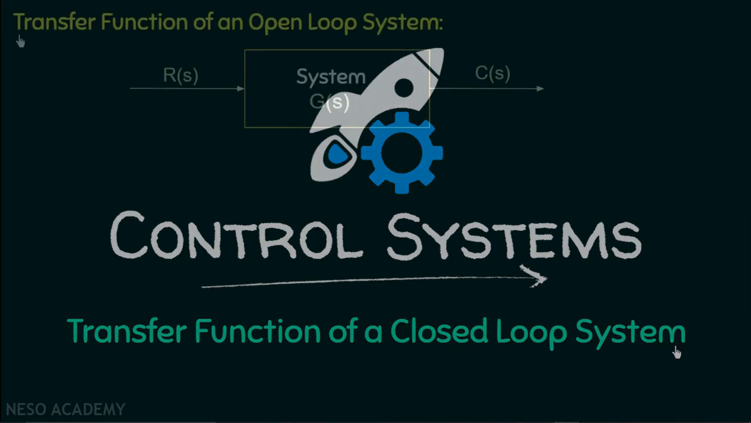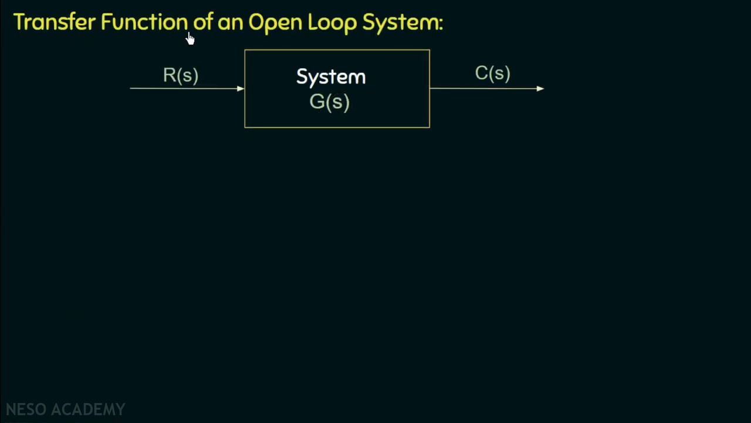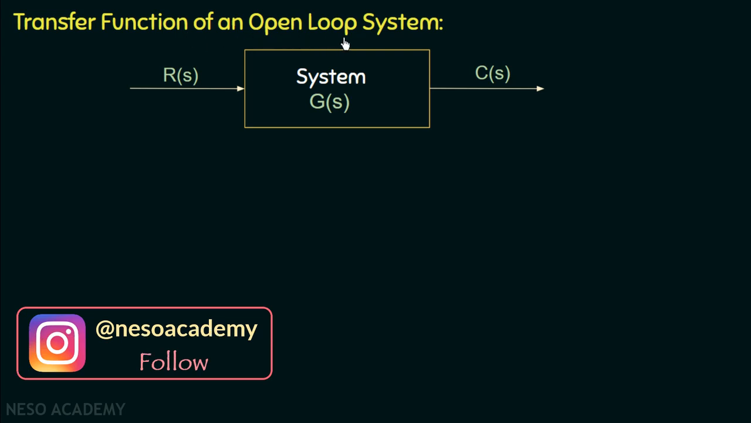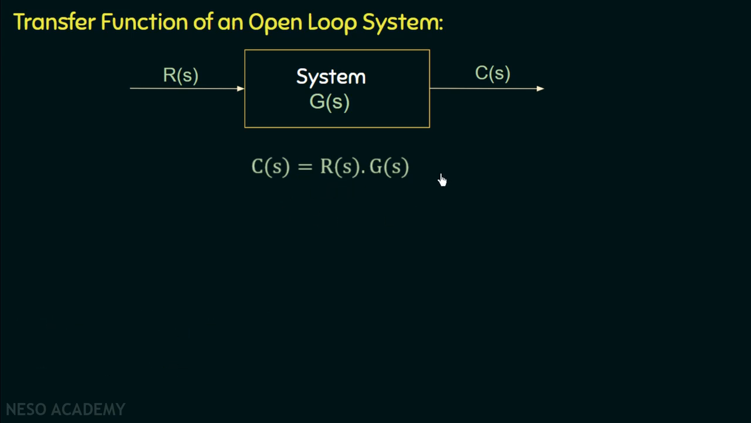So let's get started. The transfer function that we have discussed in the previous lectures was defined for an open loop system. If we consider an open loop system having gain G(s), the reference input R(s) and the controlled output C(s), then we can write C(s) is equal to R(s) multiplied with G(s), because we all know the output is the multiplication of these two functions. So if I transpose R(s) to the left hand side, then we will get the Laplace transform of output to the Laplace transform of input, which is the transfer function of the system G(s). But this transfer function is defined for an open loop system.